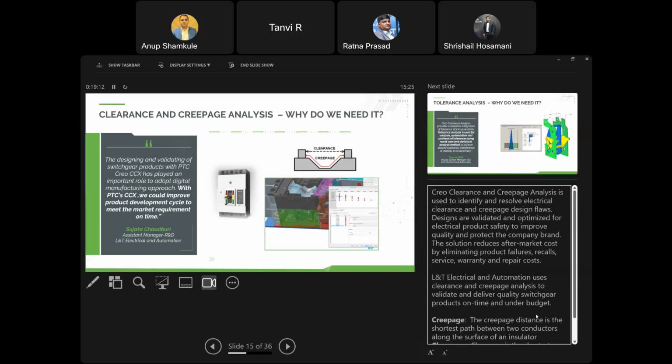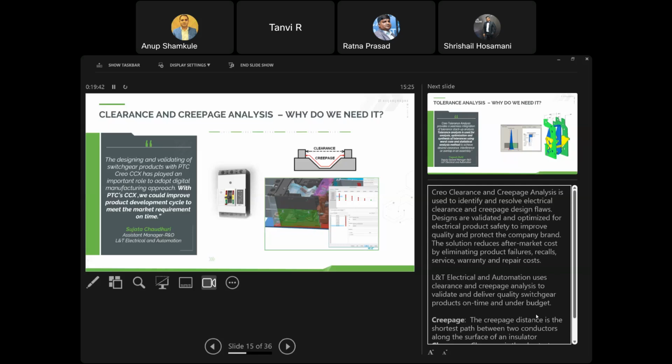Safety is of utmost importance, because the brand of the company is of utmost importance nowadays, right? When you say that this particular switch or this particular electrical appliance doesn't have any safety, those kinds of products will not find any market. It also helps reduce product failures, and sometimes you hear about product recalls, warranty issues, and at the same time repair costs.